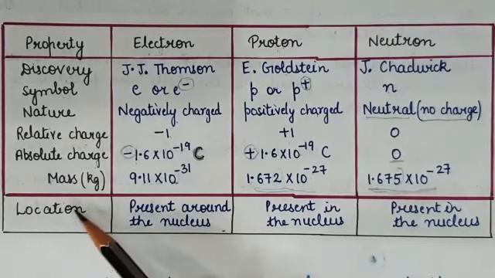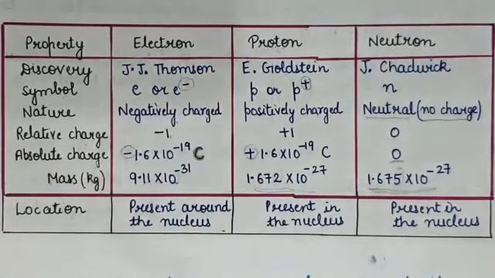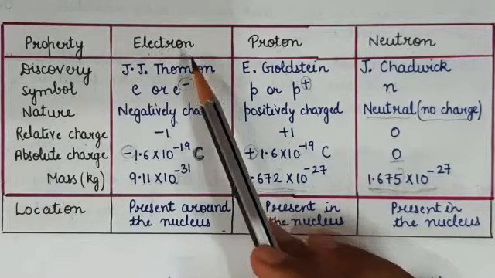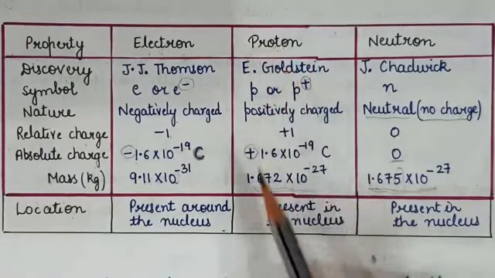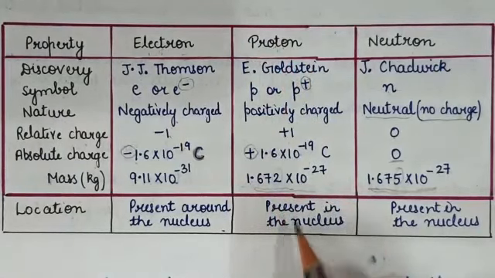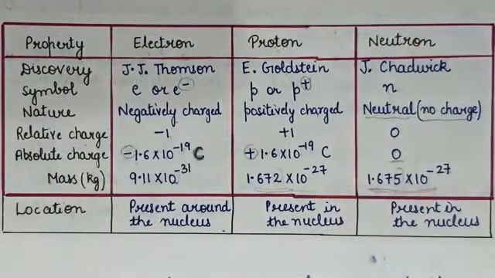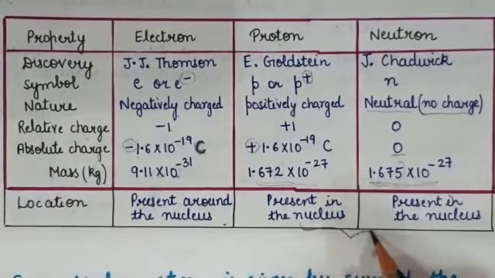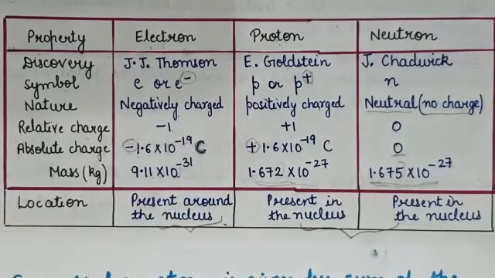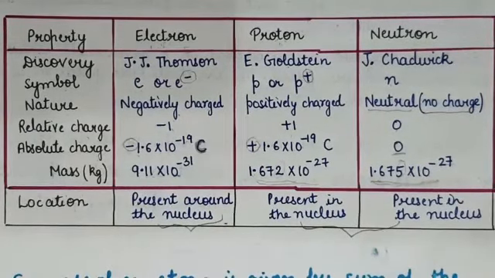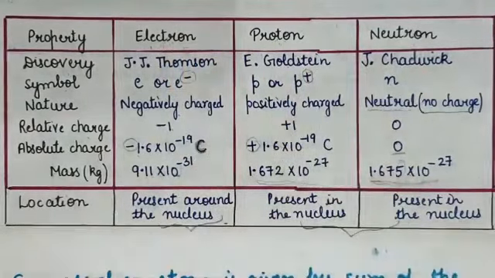Coming to the last property, that is location, means where these subatomic particles are found. Electron is found around the nucleus. Proton is found in the nucleus. And neutron is also found in the nucleus. These two are present inside the nucleus and electron is present outside the nucleus. So this was about the subatomic particles, that is electron, proton and neutron.